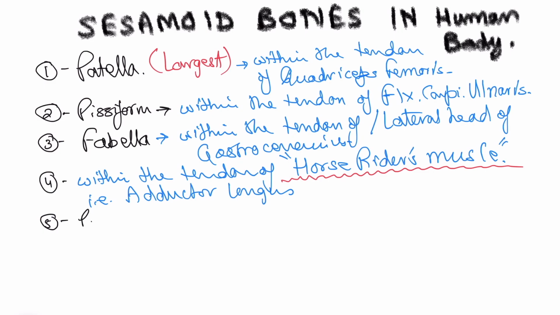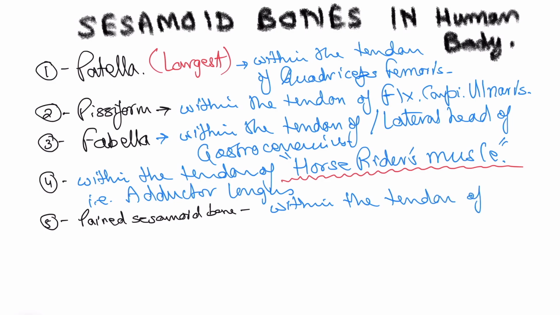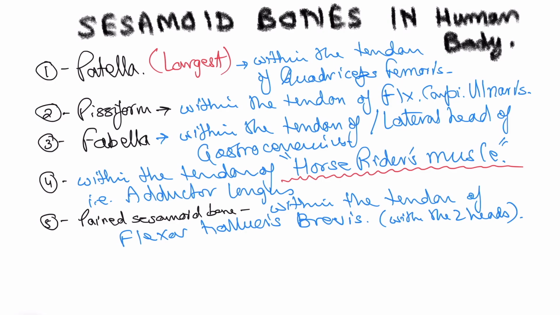Then there is a paired sesamoid bone. Where do you find this? I'll tell you, it's found in the sole. So guess which muscle in the sole has sesamoid bones? Because it's paired, it is found between the two heads of flexor hallucis brevis. It's a split muscle, right? So it has two heads, and between the two heads, what passes deep is the tendon of flexor hallucis longus.